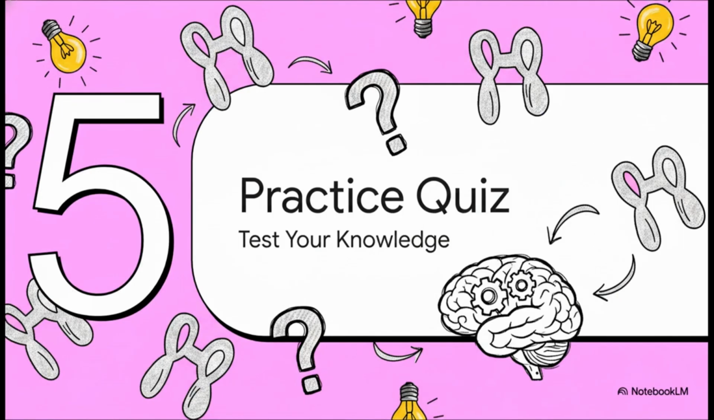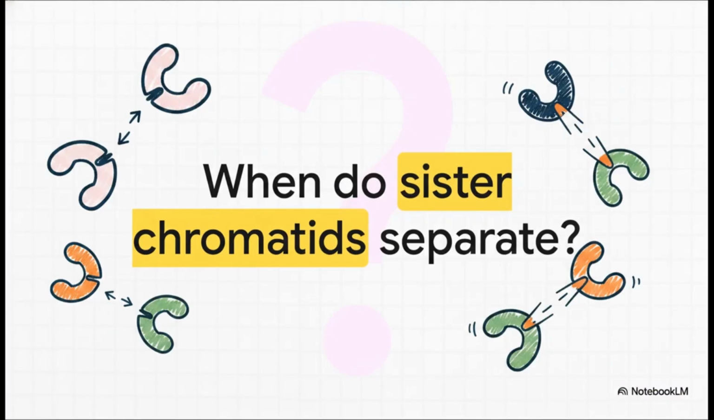All right, Section 5, Practice Quiz. It is time to put your active recall to the test. Just based on the facts we covered today, here's your first question. During which specific stage do sister chromatids separate? Think about the difference between pairs separating and sister chromatids separating. If you said anaphase 2, you are absolutely correct.